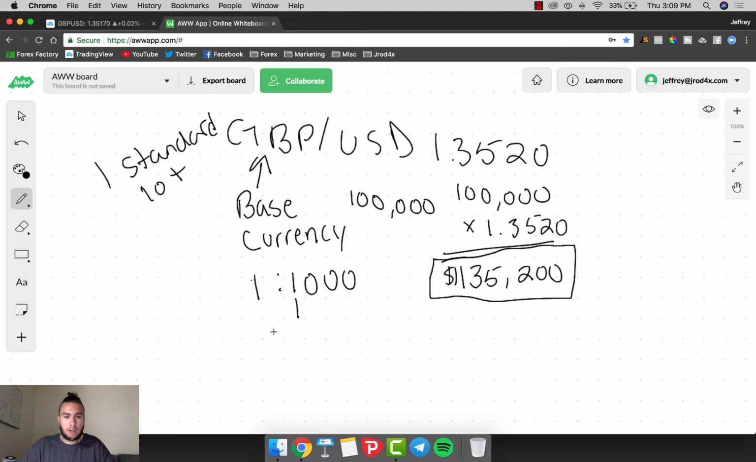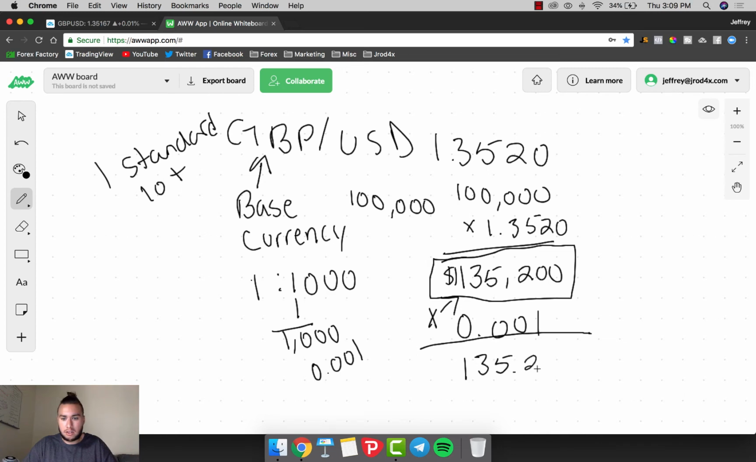So let's say for this example you have 1 to 1,000 leverage on your trading account. If you take 1 and divide that by 1,000, you'll get 0.001, and then you'll multiply 0.001 by 135,200, the notional value of the currency that you're trading, and you should get $135.20. So this is the margin required in your account if you're going to be trading one standard lot on GBP USD with the exchange rate of 1.3520.